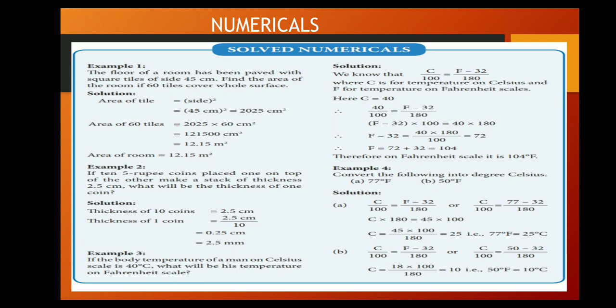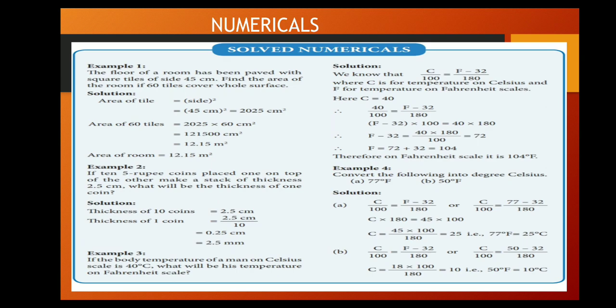Cross multiply. F minus 32 multiplied by 100 is equal to 40 multiplied by 180. The next step, F minus 32 is equal to 40 into 180 upon 100, and the answer you get is 72. So F minus 32 is equal to 72. Minus 32, when it goes towards your right, becomes plus. F is equal to 72 plus 32, which is 104. Therefore, on the Fahrenheit scale, it is 104 degrees Fahrenheit.